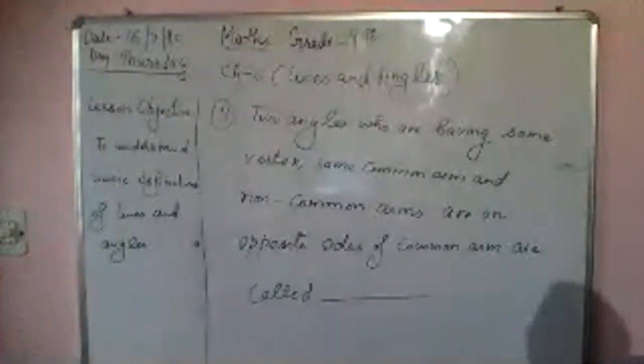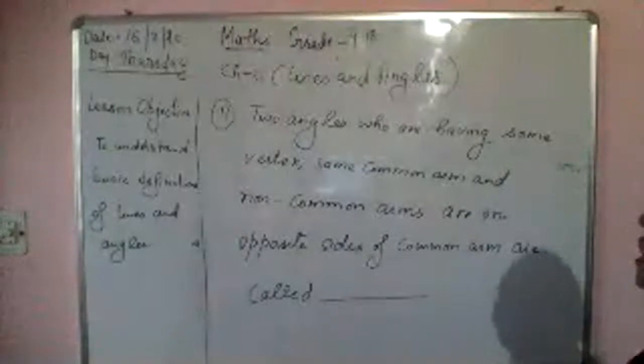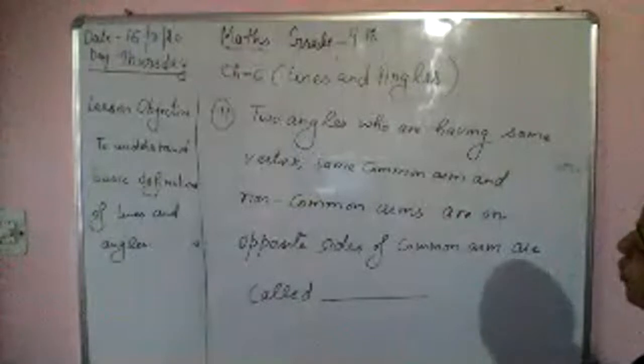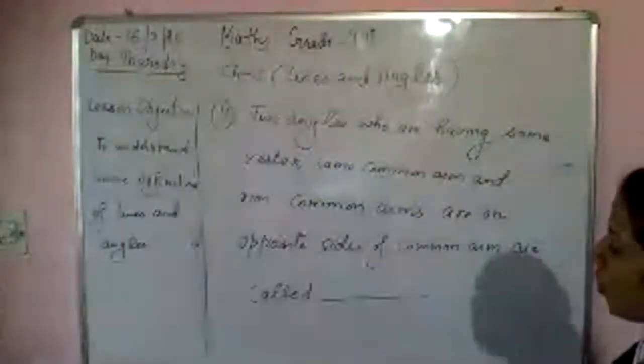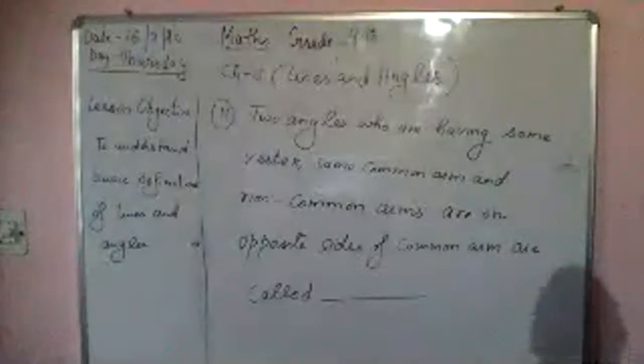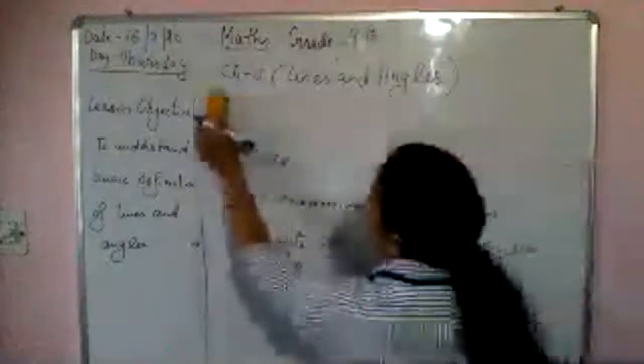Okay, so what is your question? Two angles having the same vertex and a common arm, and the non-common arms lying on opposite sides of the common arm, are called dash. Okay, your next question.